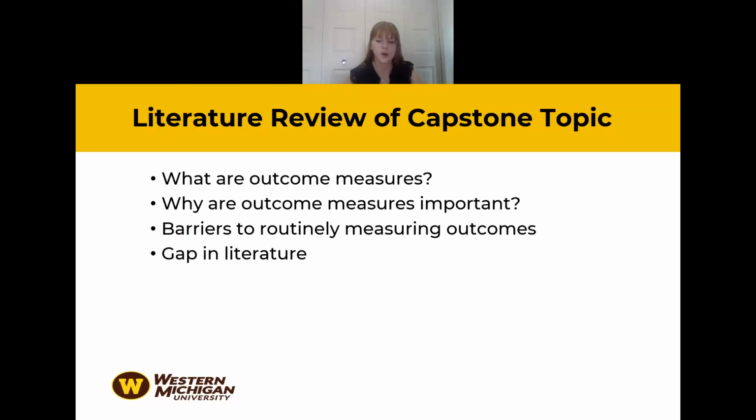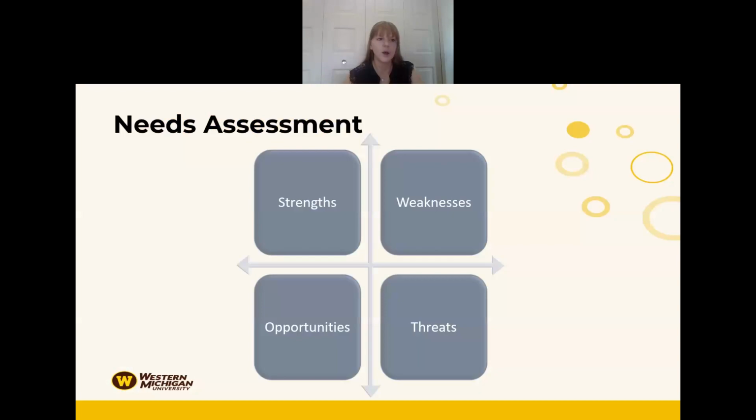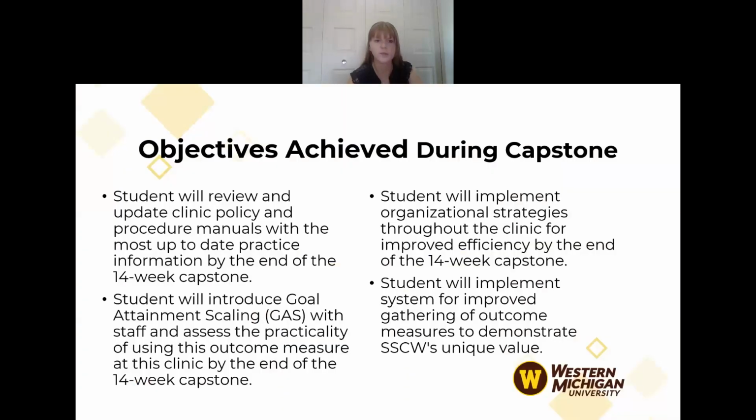This leads me to the next thing that we completed for our capstone, which is the needs assessment. This was done by completing a strengths, weaknesses, opportunities, and threats, or SWOT analysis. And after interviewing the majority of the staff, I found that although the clinic had a number of strengths, such as dedicated staff and flexible work hours, there were also some weaknesses, including overwhelming treatment spaces, lack of objective data, and the need for improved systems related to administration. Therefore, my capstone attempted to address these weaknesses through the following objectives.